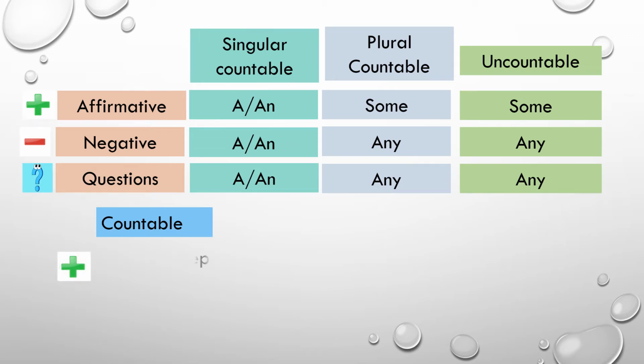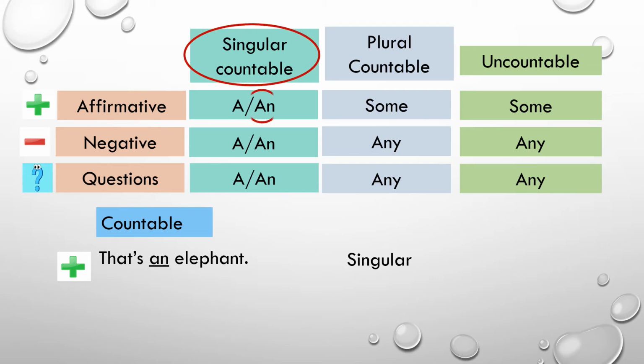Next example is an affirmative statement. That's an elephant. Elephant is a singular countable noun. We use an because the word elephant starts with a vowel sound. Okay, contoh seterusnya ialah ayat pernyataan ataupun ayat positif. That's an elephant. Perkataan elephant menunjukkan ianya ialah singular dan ianya ialah countable noun, boleh dibilang gajah tersebut. We use an. Kita gunakan an sebelum elephant sebab bunyi elephant itu bermula dengan bunyi vowel iaitu e.